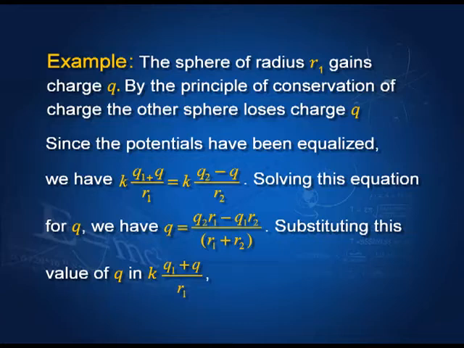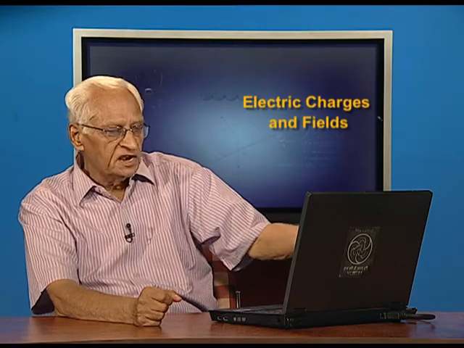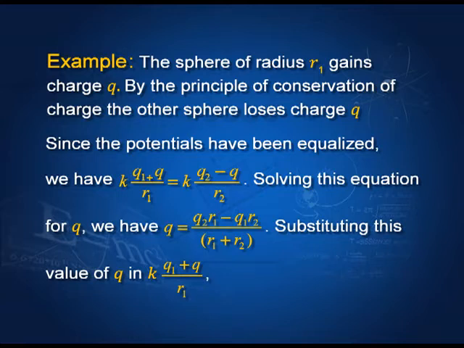So, we solve this equation for q and we have q equal to this. This is the charge on each sphere. Substituting this value of q in k(q1 + q)/r1, we get the potential. The potential on the sphere of radius r1 would be k times (q1 + q2)/(r1 + r2).